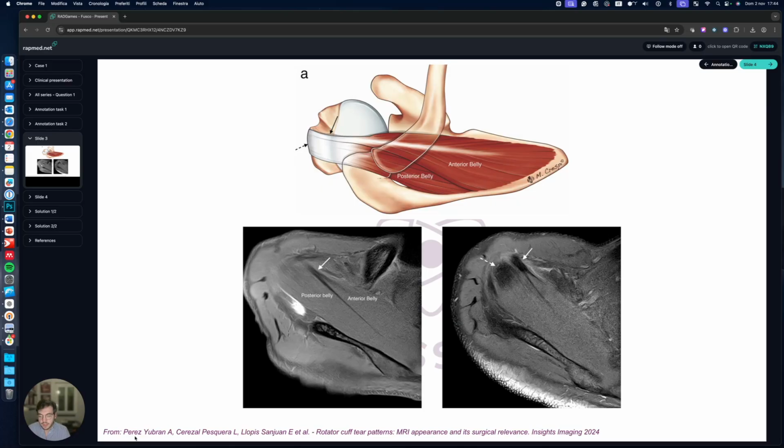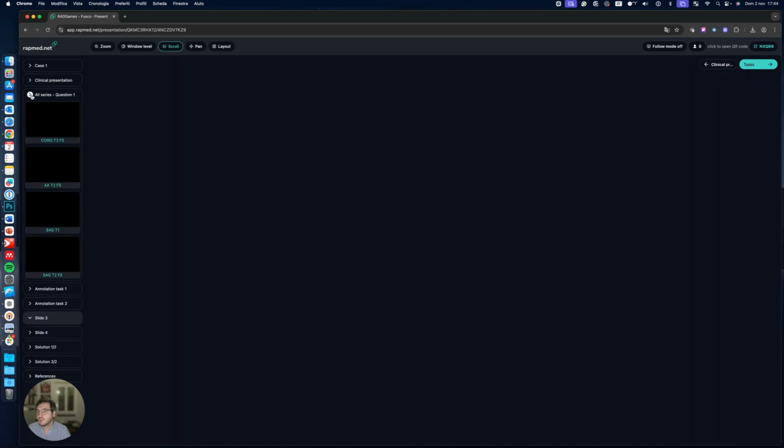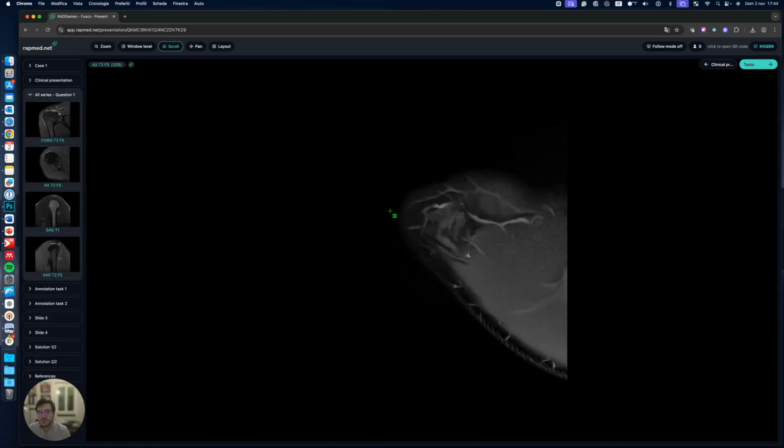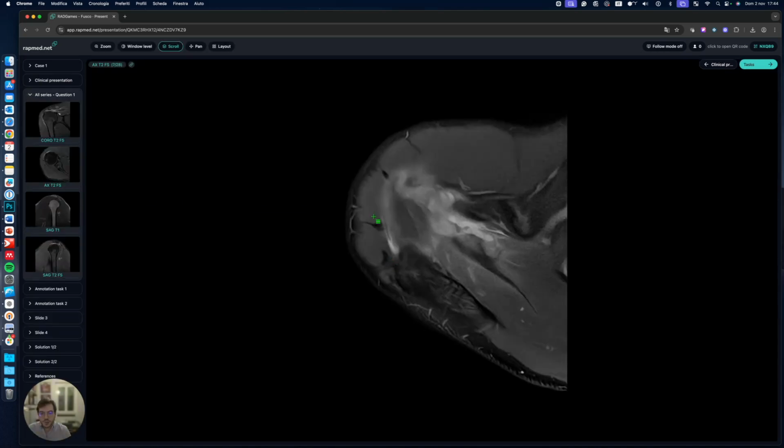This is from a very nice article. I suggest you read it if you don't know it. It's a very good article. I want to go back for a moment to our case just to show you the intramuscular tendon here in the anterior belly, with the edema surrounding the intramuscular tendon at the myotendinous junction.